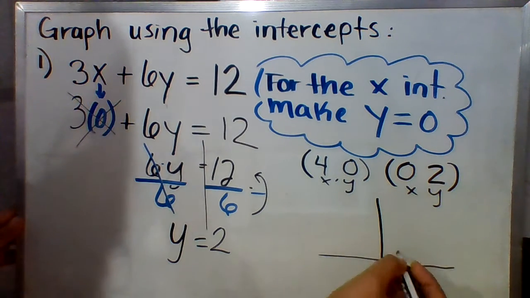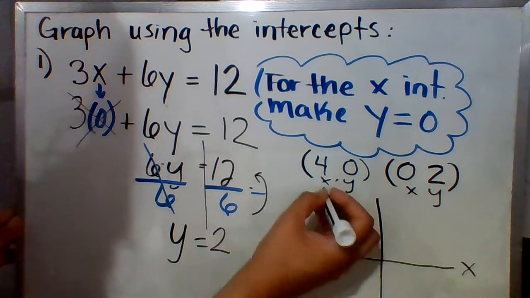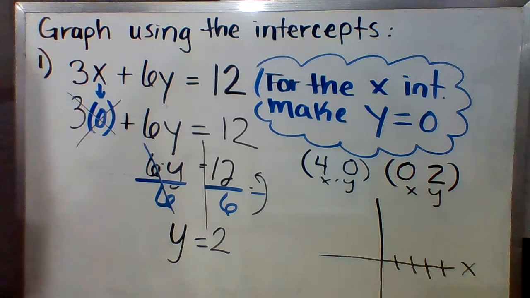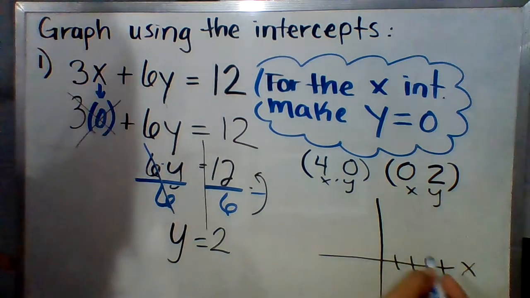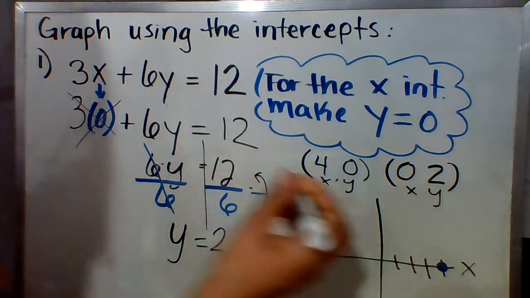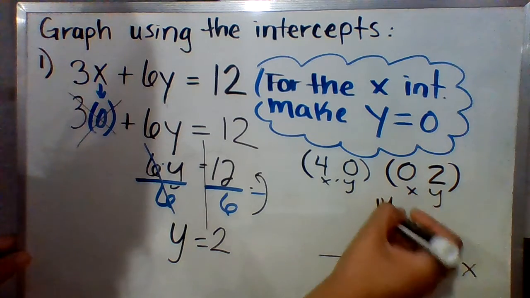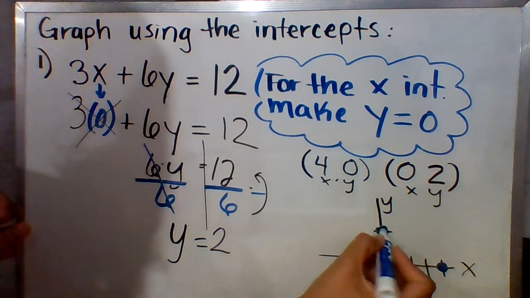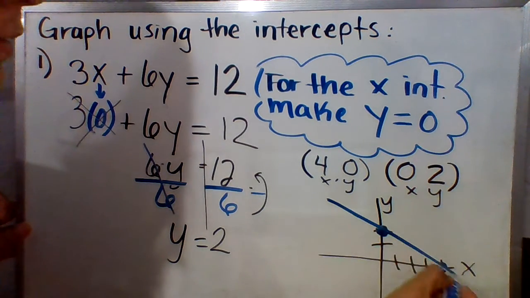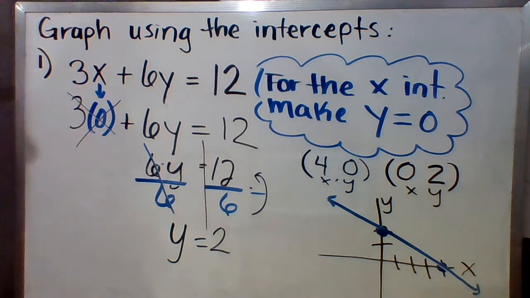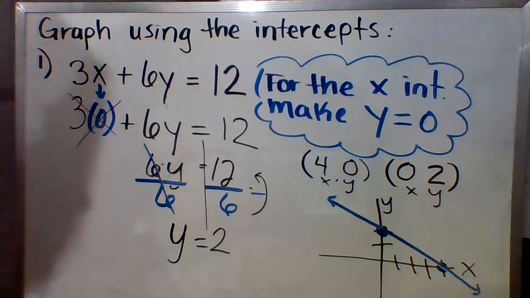I can graph them at 4, 0, which is right here. 4 on the x. And I can also graph the y. The y was 2. So on my y-axis, I can go up 2, and I make a dot there. And I connect my dots, and I'm done. That's how you graph a linear equation using the x and the y intercepts.